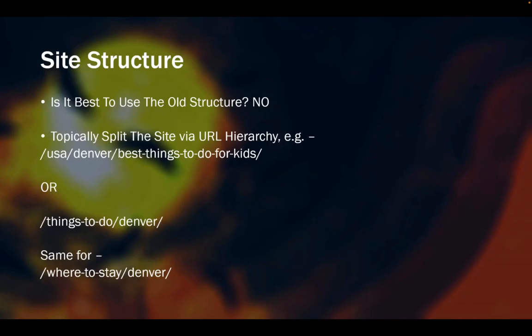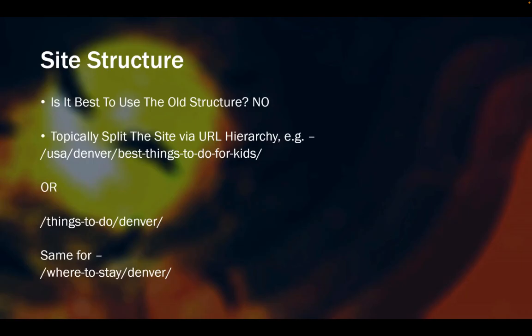Topically, we want to be setting up our site structure and our URLs to be segmented around their topical hierarchy, so that we're segmenting either, in our example, on a location dependent basis, or on a thing dependent basis, so things to do, where to stay, best hotels, that kind of stuff, rather than submitting it as a country and then location specific one.